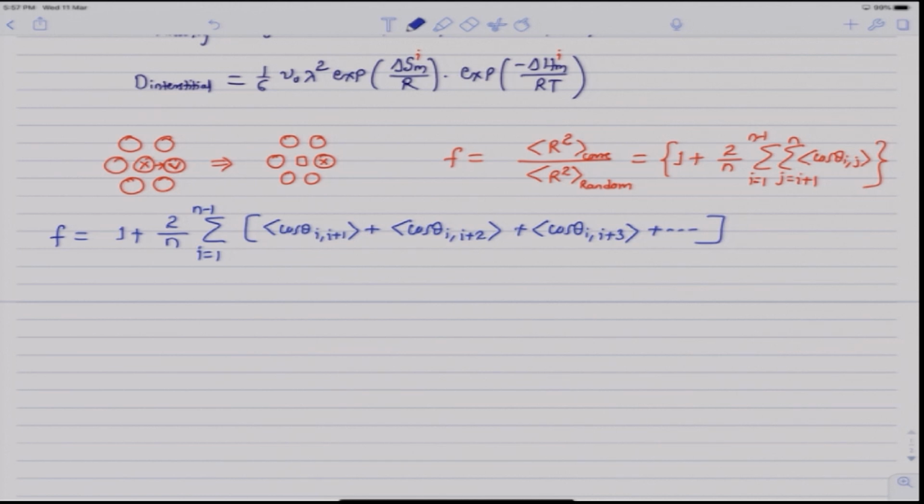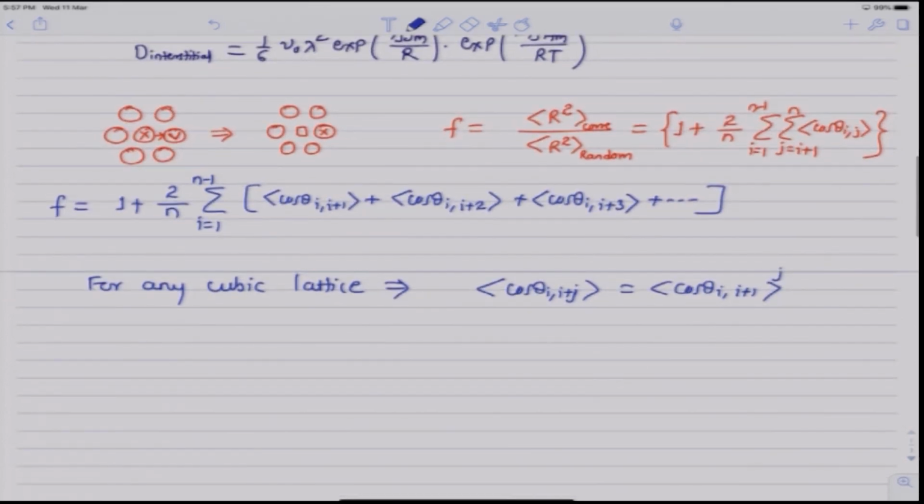Now, fortunately, we do not need to consider the pair of each jump with another jump that occurred after it, because for any cubic lattice we can show the average of cos theta i, i plus j is equal to the average of cos theta i, i plus 1 to the power j.